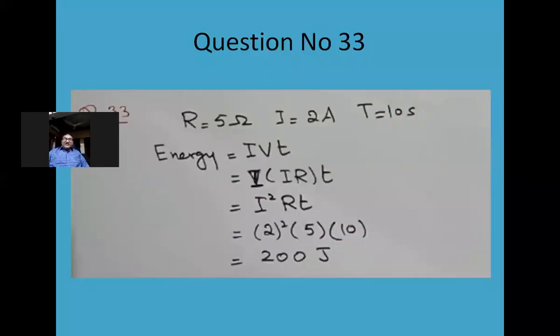Okay, so R is 5 ohm, I is equals to 2 ampere, and T is equals to 10 second. You know the energy is equals to IVT. So in the place of V, I can put IR, Ohm's law, I into IRT. So the formula will become I square RT. So the I value is 2, so it's square into 5 and into 10. So it will be 4 into 5, that will be 20, multiplied by 10, and that's 200 joules. So the answer is 200 joules.